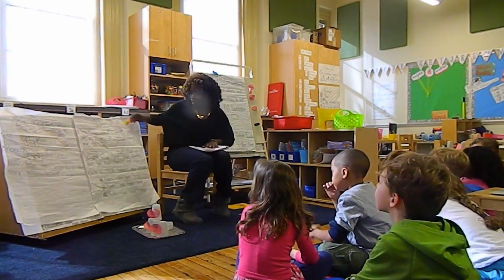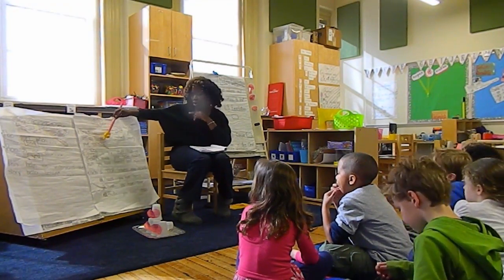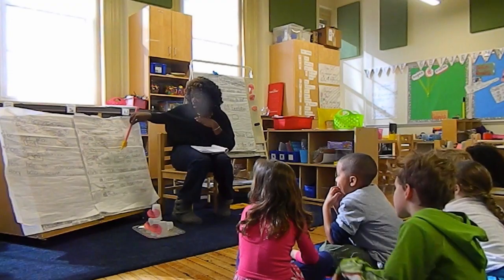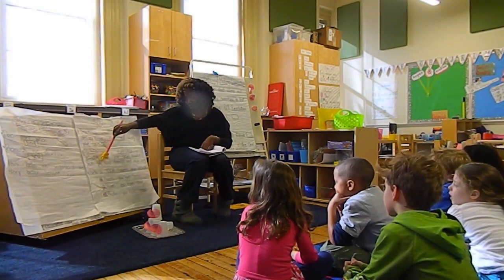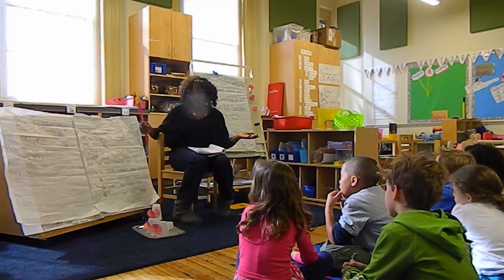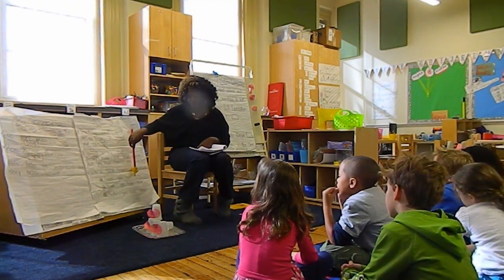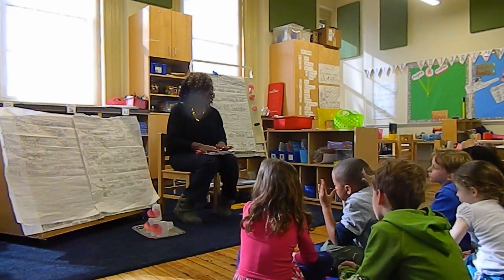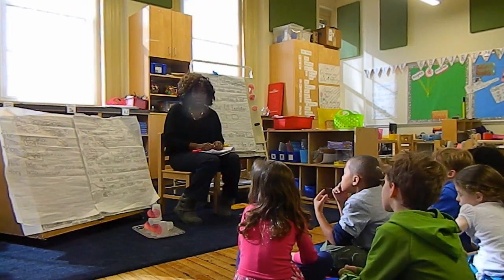So let's read. It says schema. Thinking about what you already know is called using your schema. Schema is the stuff that's already inside of your brain basket. Things that you've already learned and what you already know. Parts of your schema may include the places you've been, things that you've done, and books that you may have read. That's just a few examples.